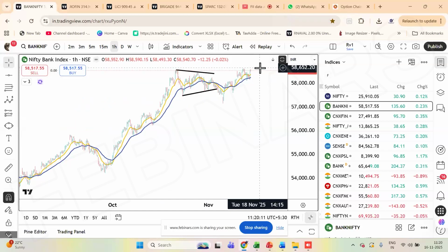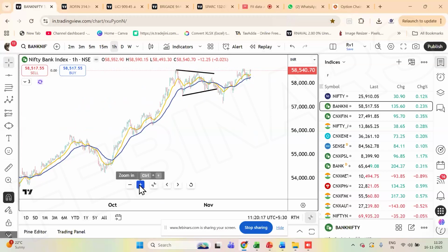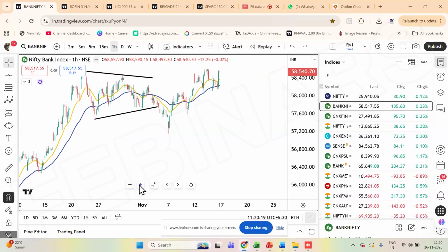Once we cross 58,650, 58,600 levels, then the Bank Nifty would resume the rally. Until then, what we need to do is wait and watch for the banks. The other sectors can start outperforming. Which of the sectors can outperform, we are going to discuss.